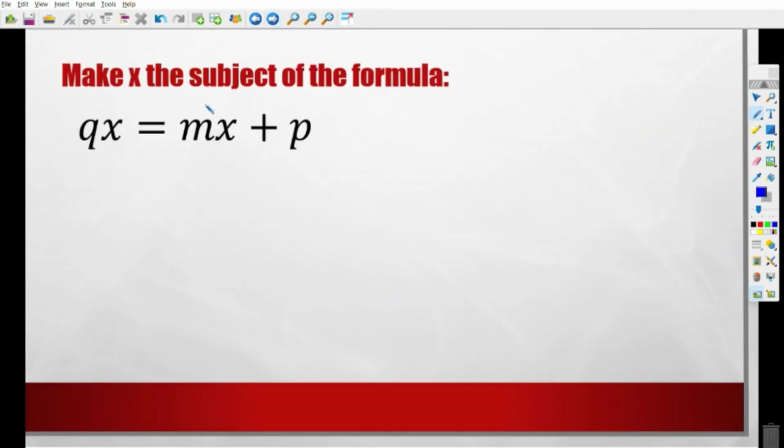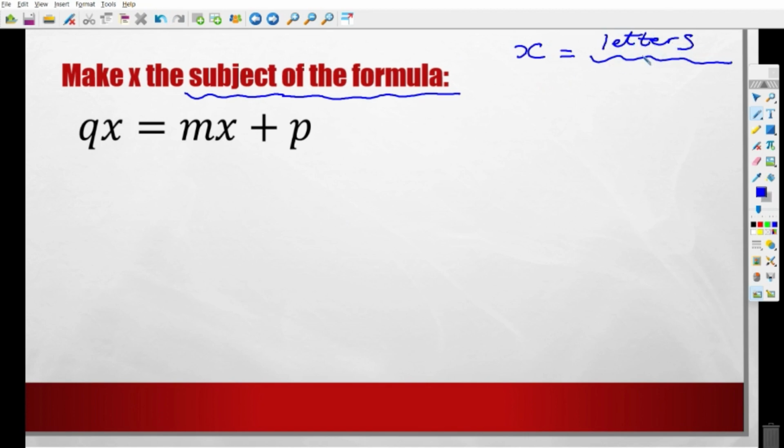Okay, so let's just jump straight into it. Alright, so it says there, make x the subject of the formula. So what does this mean? I want to get x equal to a whole bunch of other stuff. I'm not going to get x is equal to 2 or x is equal to negative 8. I'm going to get x is equal to a whole bunch of letters and numbers and other stuff, but it's not going to be one specific numerical value. I'm just making that clear.